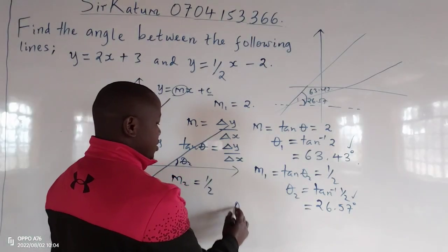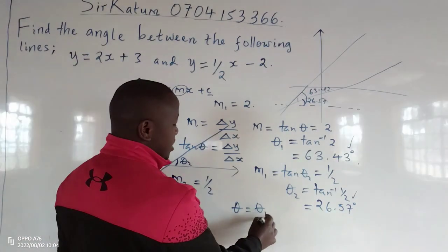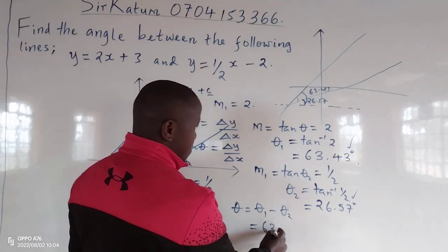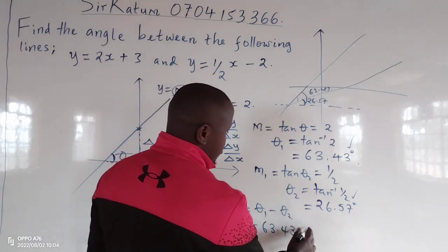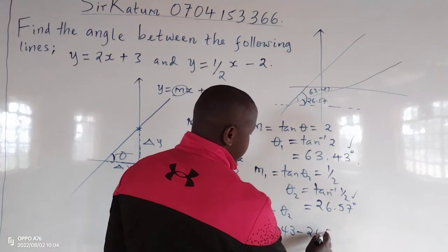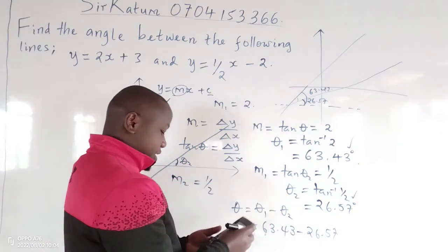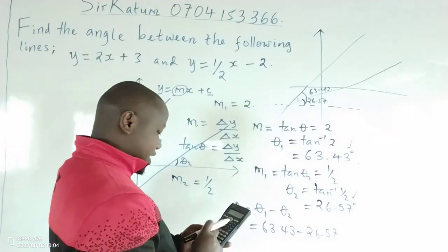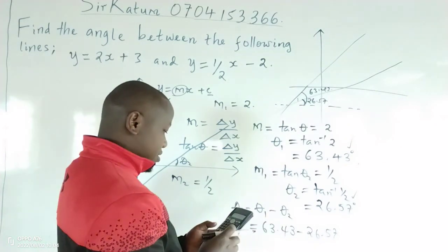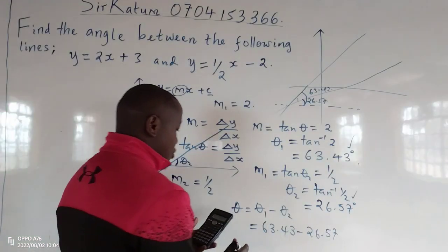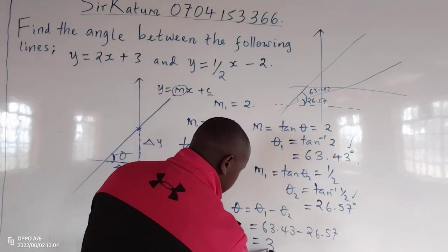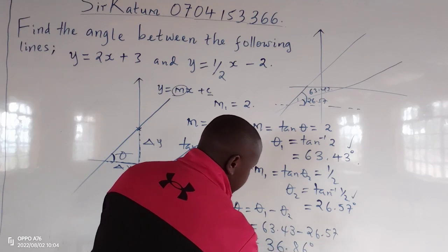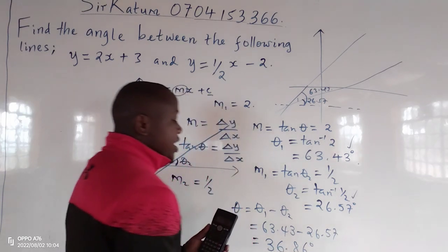Therefore, the angle between the two lines is beta 1 minus beta 2. This is 63.43 minus 26.57, which gives us 36.86 degrees. So this is the angle between these two lines.